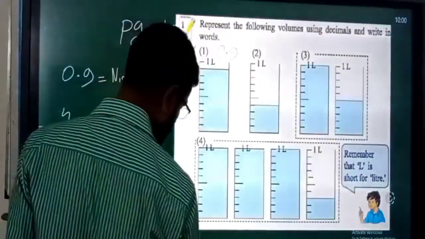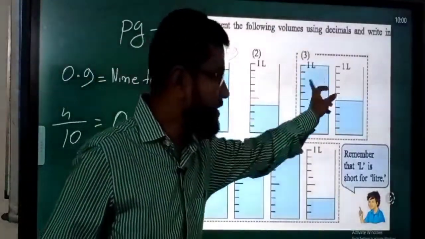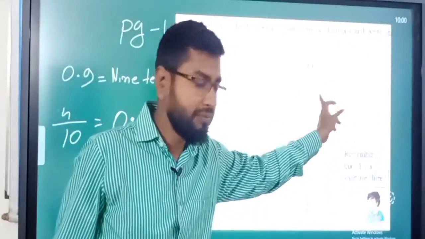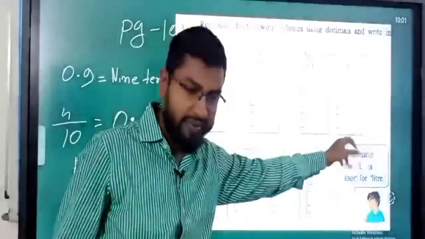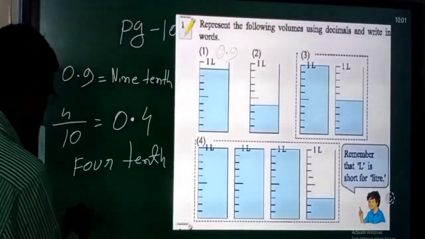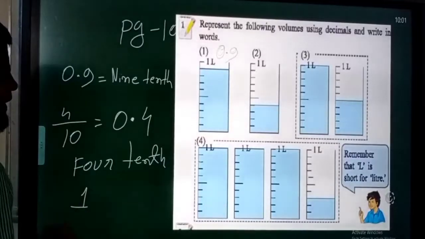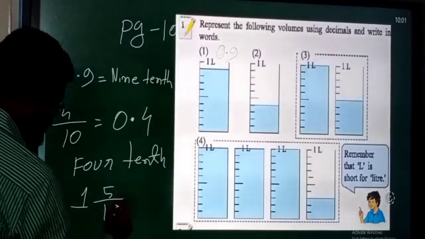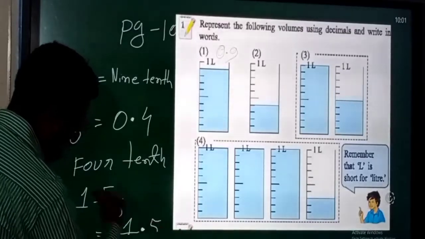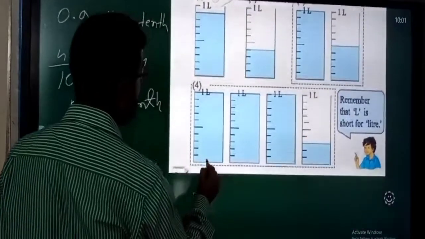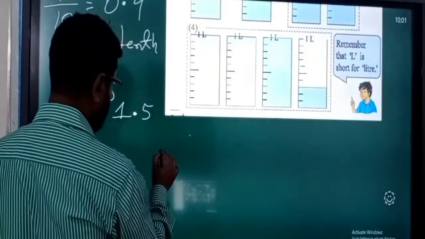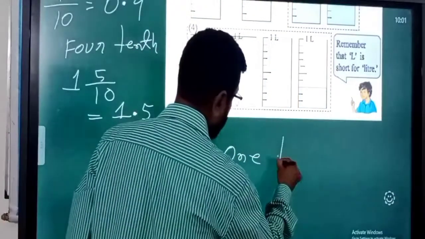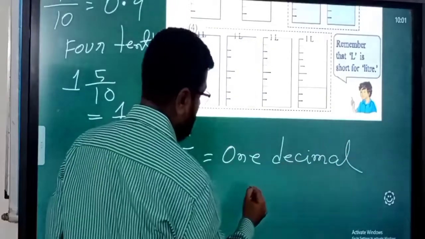And number 3. See number 3. It is 2 jars together. 1 jar is full. Another jar is half. The full jar means 1 whole. And the other jar is 5/10. How can we express it in decimal fraction? We can write 1 whole decimal 5. In words, how will we write 1 point 5? We will write 1 decimal 5.